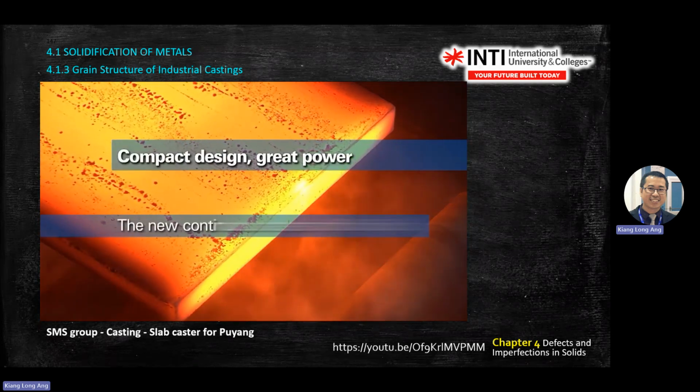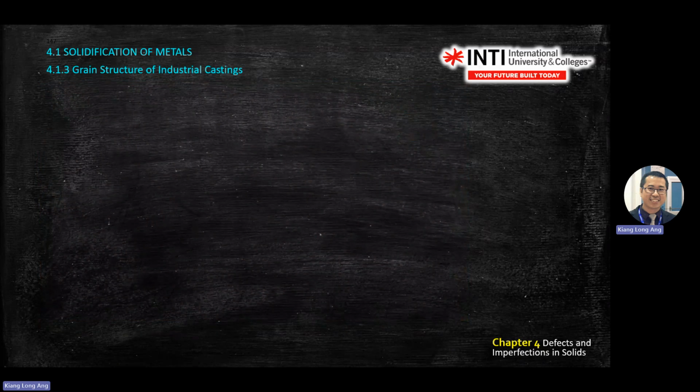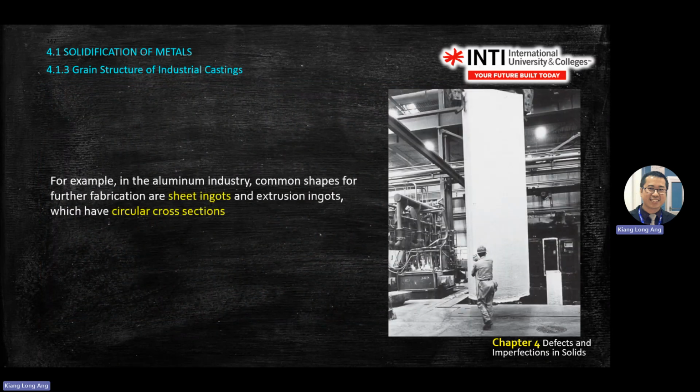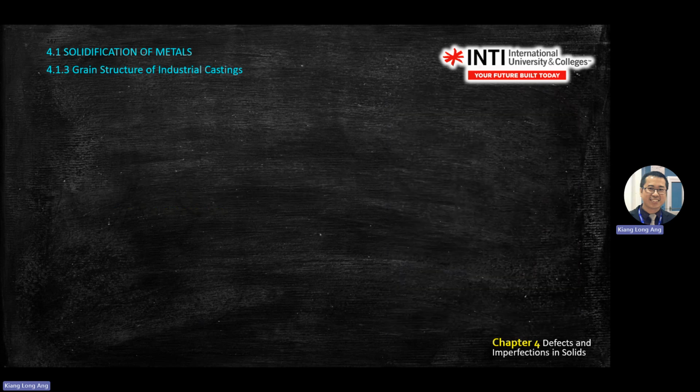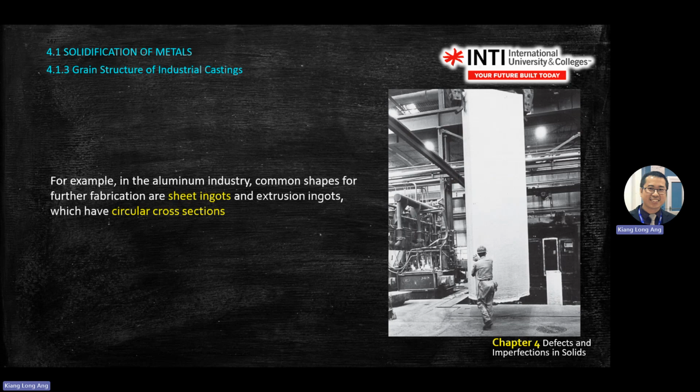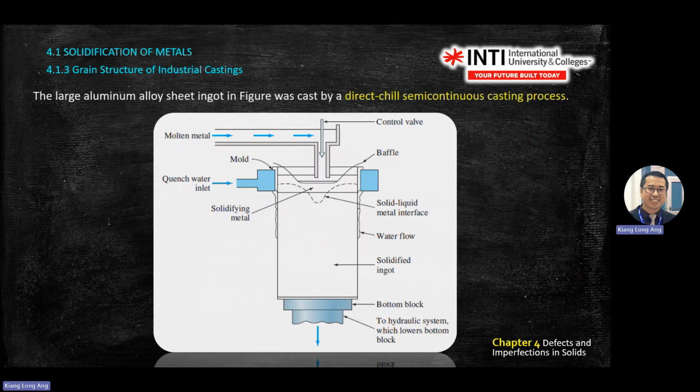This one you view when you have time. Okay, so this one is more on what the grain structure is for industrial casting and all this. So ingot is the one that comes out from the hot mold. Then this ingot is the one that we learn about in your processing, like hammering, all this. Not in our lab, not in our lab.